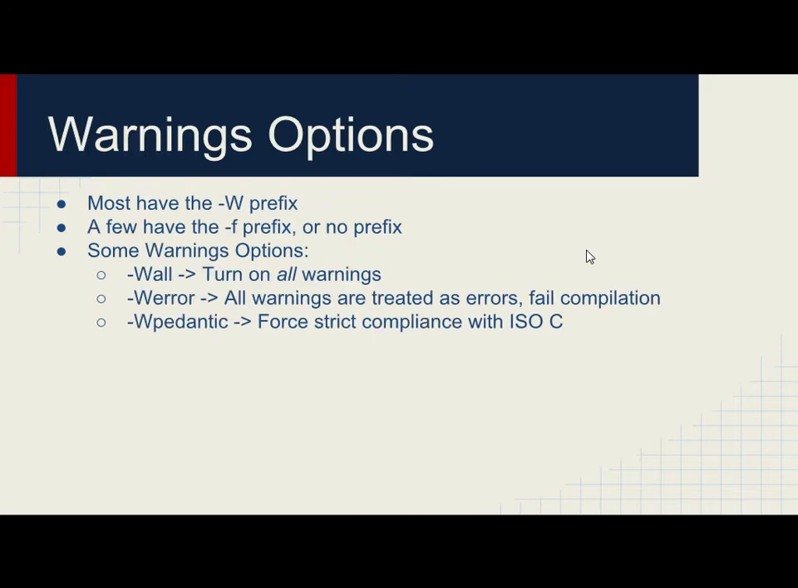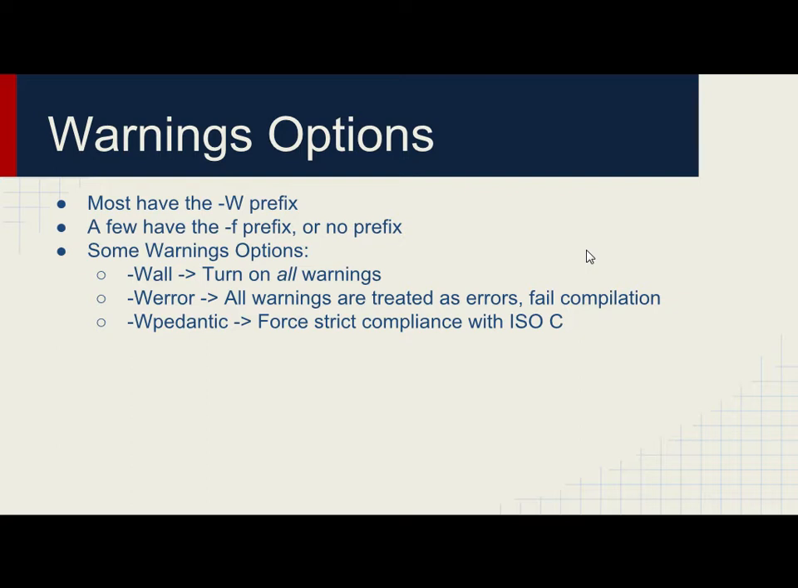Okay. Warning options. Most of them have the -W prefix. A few have -f, and again, a few have no prefix. So some common warning options that you've seen: -Wall. If you took systems with Professor Lauer, he forces you to have -Wall and -Werror, which says turn on all warnings. That's -Wall, and -Werror is treat all warnings as errors, meaning they will fail compilation. So if you get a warning for unchecked cast, it will fail because you have -Werror.